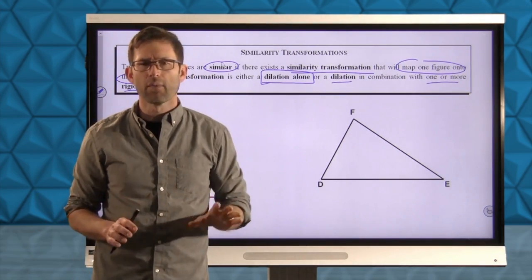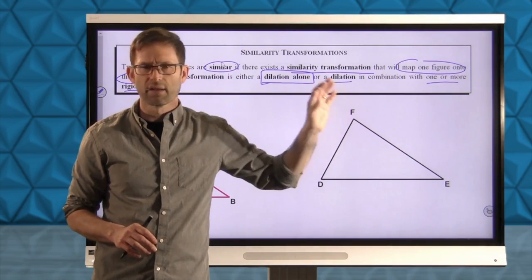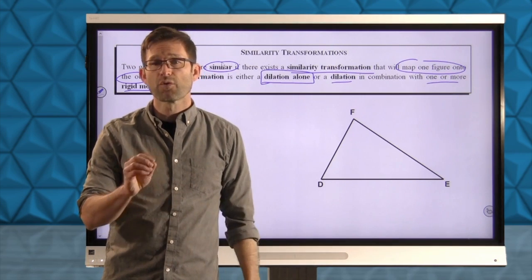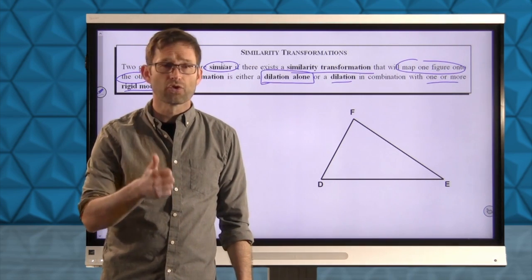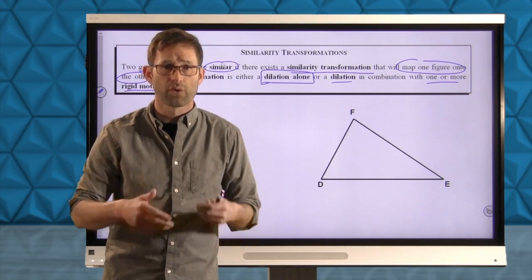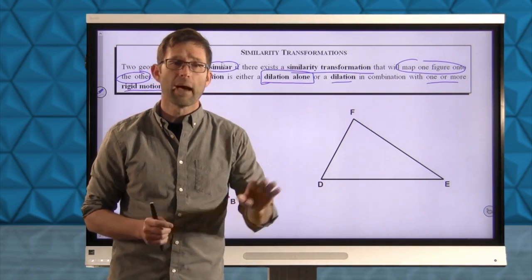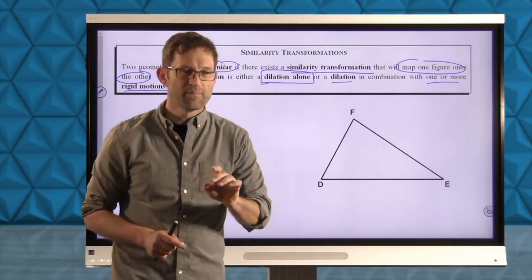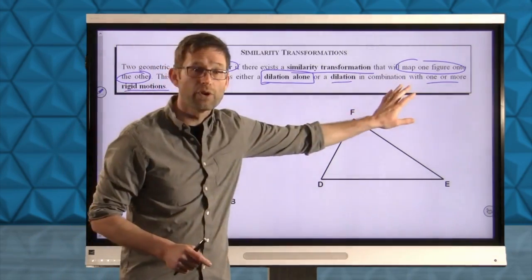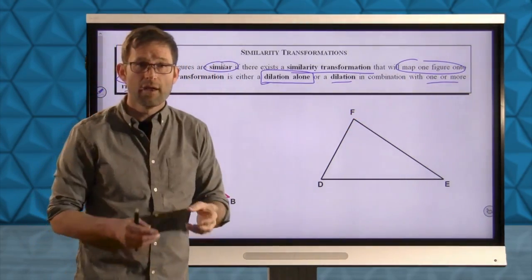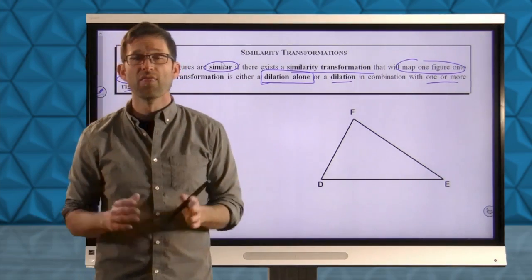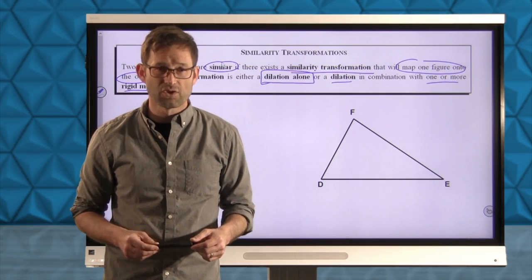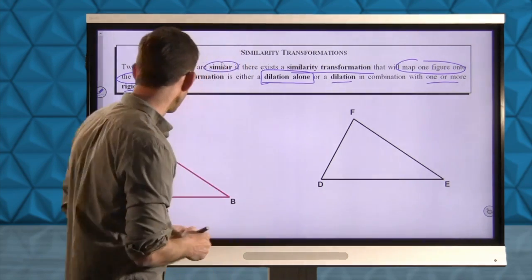Then we got out of that when we looked at side, side, side, side, angle, things like that. But ultimately speaking, from a transformation perspective, if we could use either a translation, a rotation, a reflection, or a combination of those three to map one figure on top of the other, then they were congruent. Now what we've got is if a combination of rigid motions with a dilation maps one figure on top of the other, then they're similar. So similarity is all about dilations.